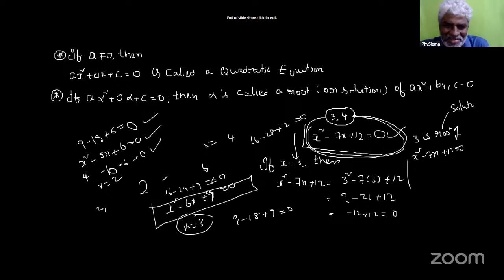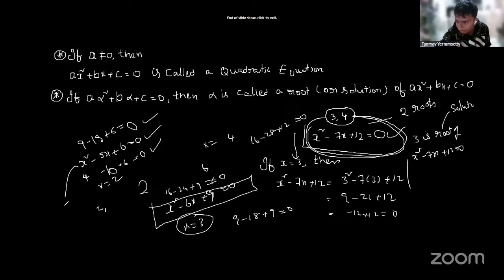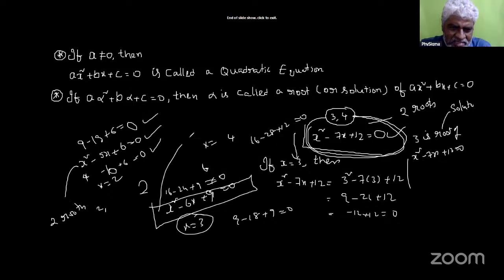That's good. So very clearly we can understand that this has 2 roots, right? How many roots does this equation have? This equation has 2 roots. And this equation also has 2 roots. But this equation has only 1 root. How many roots does this equation have? Only one root, right?